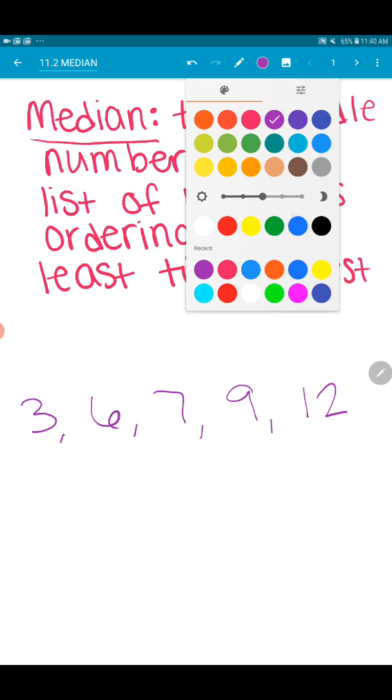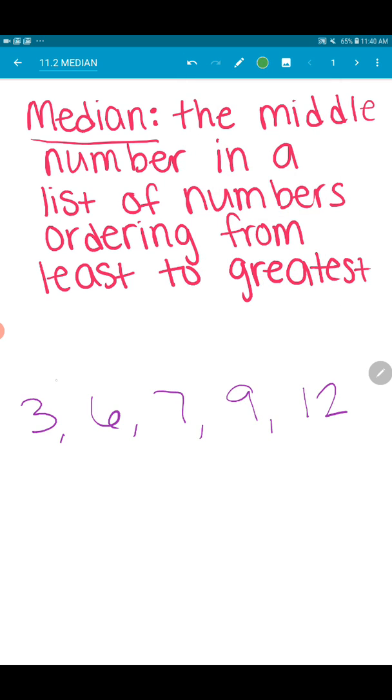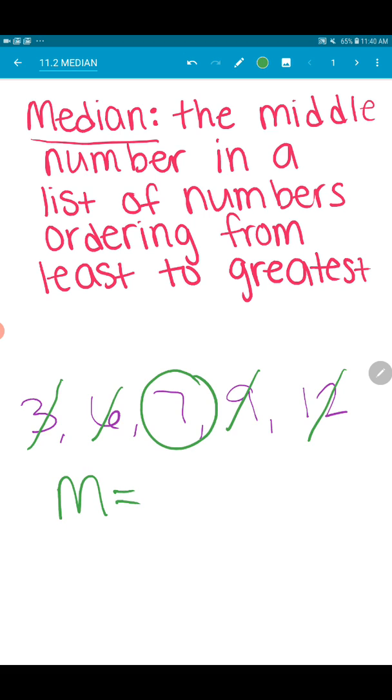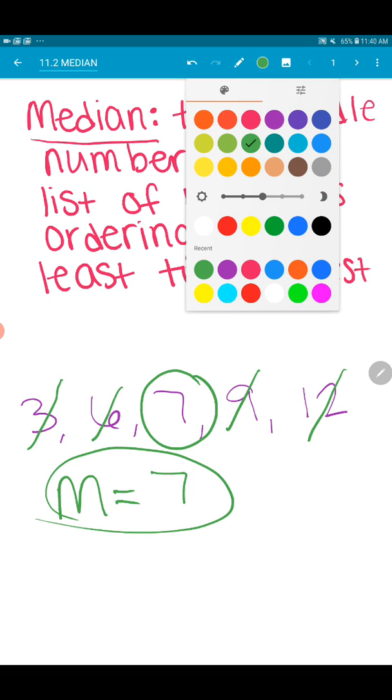Now, I kind of like to check off as I go. So I'm going to check off each side. So I'm going to cross off the 3 and the 12. I kind of just work inwards. Then the 6 and then the 9. That leaves me with one number and one number only, and that's 7. So my median of this data set is 7. That's all I have to do. That's my median, or my middle. So median, first, make sure it's from least to greatest, and then just find the middle number.